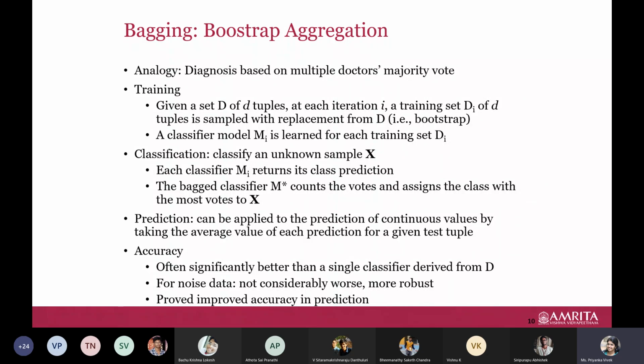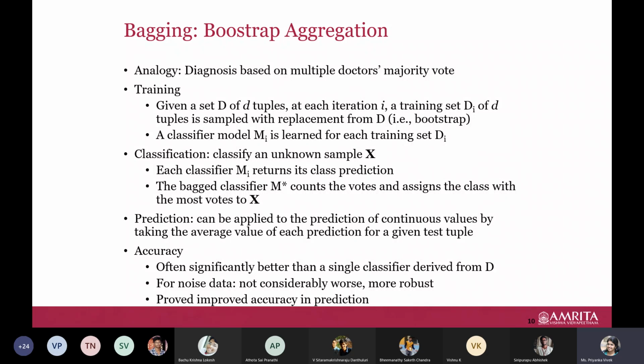Now the tuples are selected, and then there is a model for which the learning happens. For D1, the first time I pick 100 and call it D1, and then a model is given, like naive Bayes or decision tree or any algorithm. I give it and then try to predict. Now that is M1, we can say.